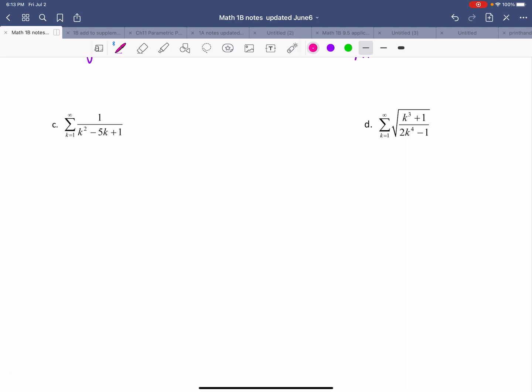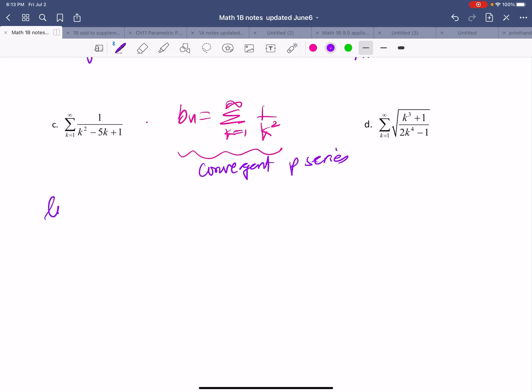So what should we compare this with? Again, we only care about the leading terms. So I'm going to bring in Bn, that would be 1 over k squared. Let's choose Bn to be the sum from k equals 1 to infinity of 1 over k squared. We know about this Bn: it is a convergent p series because p is greater than 1. The p value is 2 here, which is greater than 1. So let's do the limit comparison test.